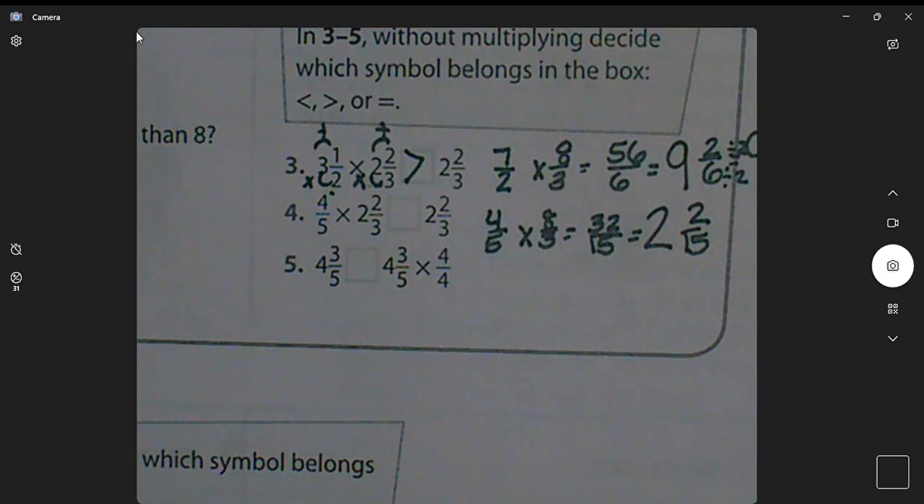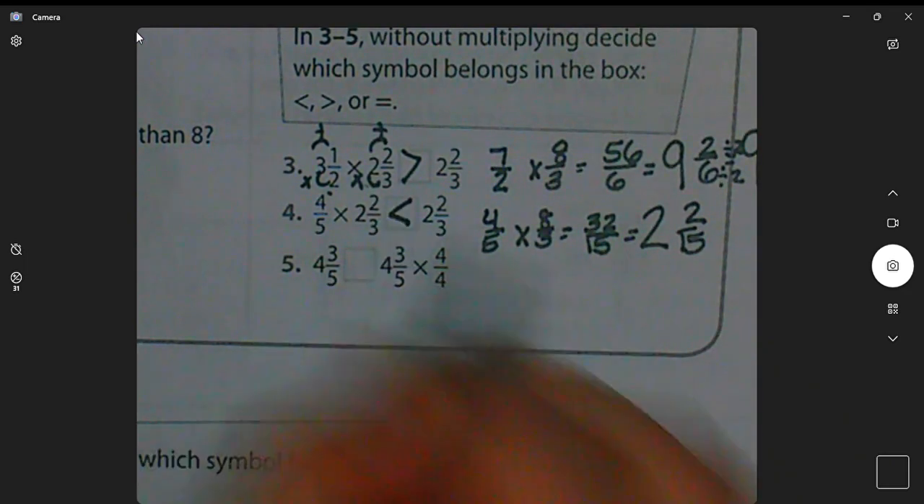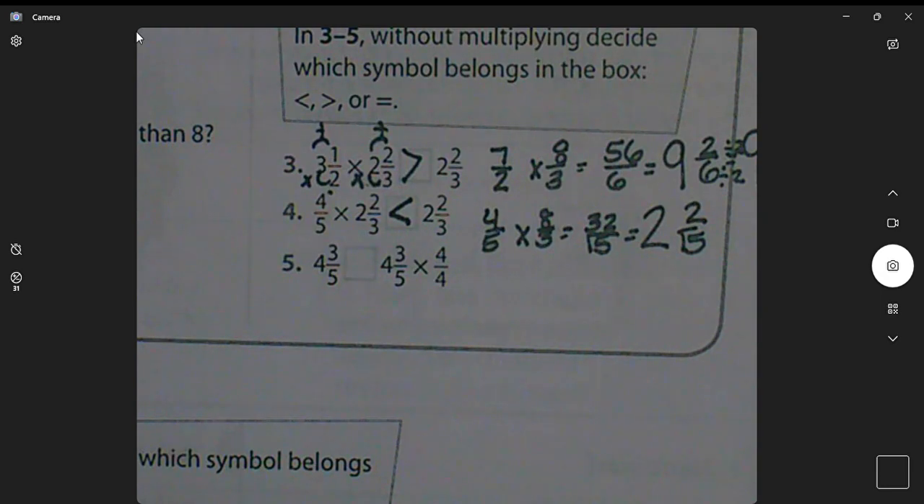Are my whole numbers the same? Yes. I can't look at the whole number for this. 2/15 is greater than, less than, or equal to 2/3. It's less than. 2/15 is closer to 0. 2/3 is closer to 1. You can use your estimation skills there to figure out which way it will go.